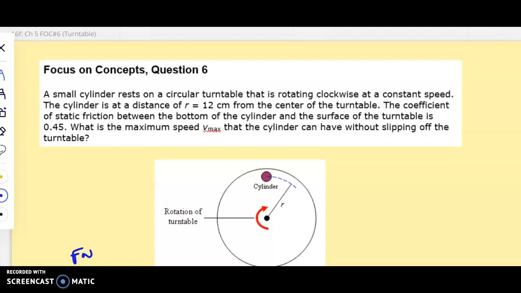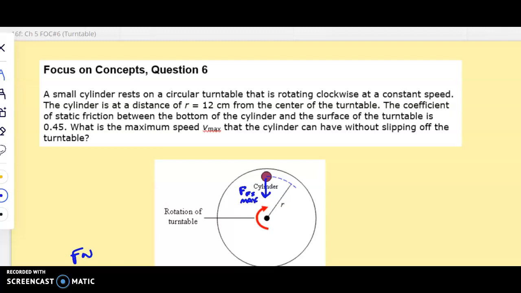Now, the force that's going to make this circle happen for the cylinder is going to be the static friction. I know there's motion going on here, but there's no relative motion between the turntable and the cylinder, so this is going to be the static friction. Now, we're looking for the maximum speed, so we're going to need maximum force. So I'm going to say this is going to be maximum static friction, which is good because I have an equation for that.